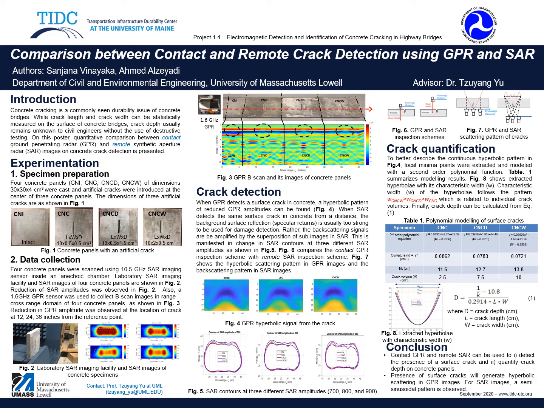All four specimens were scanned remotely using a 10.5 GHz SAR imaging sensor inside an anechoic chamber. The distance between the SAR antennae and the concrete specimen was 30 cm. Also, the same concrete panels were scanned using a 1.6 GHz GPR by placing the panels side by side on a concrete floor. This provided a better runway for the GPR inspection. The SAR image and the GPR image, shown in the range and cross-range domain, are in figure 2 and figure 3 respectively. It can be observed from these images that a reduction in SAR amplitude as well as GPR amplitude is found in the artificially cracked specimens.